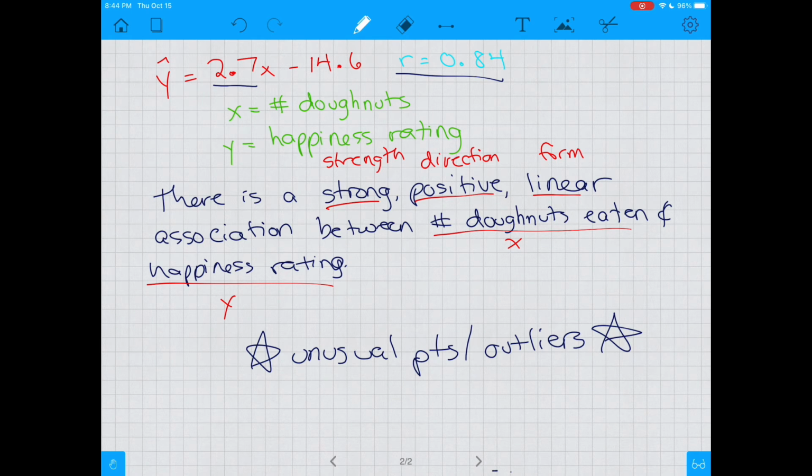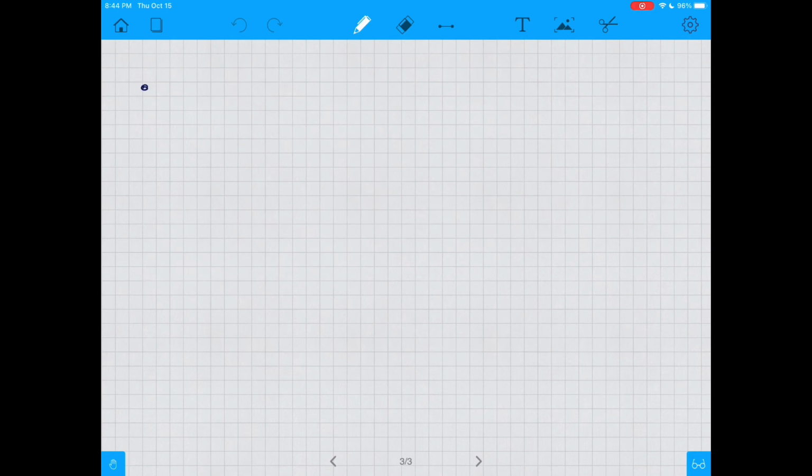So the next thing that I want to talk about is R squared. R squared is literally as simple as taking whatever your R value is and squaring it. But R squared has a different name. R squared is called the coefficient of determination. Sometimes you may see a question where it asks you to interpret the coefficient of determination. Obviously, when you see that, we're thinking R squared.